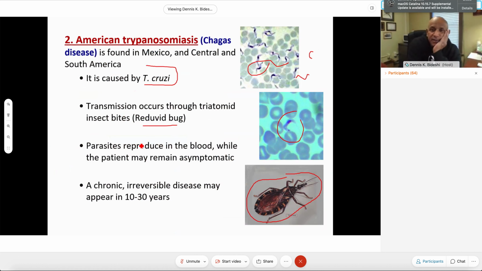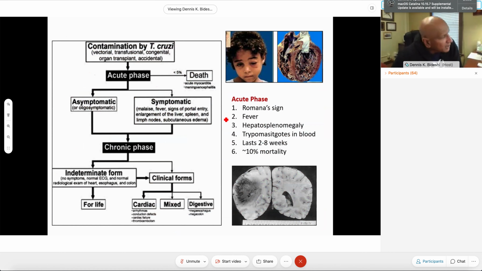So again, let me summarize this slide for you. American trypanosomiasis, also called Chagas disease, is transmitted by this bug here, the reduvid bug or the kissing bug or the triatoma bug. What's the name of the parasite? Trypanosoma cruzi. All right?